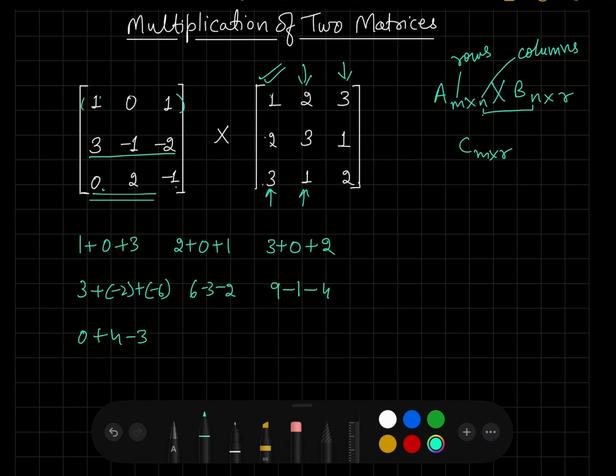Then 0 times 2, which is 0, then 2 times 3, which is 6, and negative 1 times 1 is negative 1. Then we will multiply row 3 with the third column. So 0 times 3 is 0, plus 2 times 1 is 2, negative 1 times 2 is negative 2. So now we will write this in simplified form.